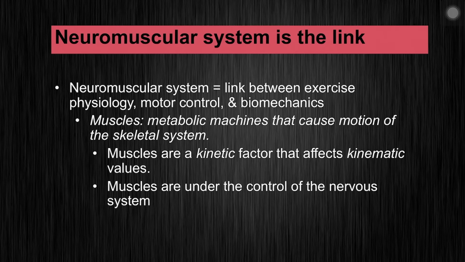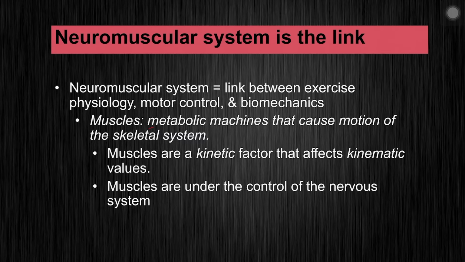Now, in these three examples that I just gave, the neuromuscular system is really the link between these disciplines, between exercise physiology, motor control, and biomechanics. If we think of muscles as mini metabolic machines, these little machines can actually cause motion of the skeletal system. So these muscles are kinetic factors, force-producing factors, that affect kinematic values. You produce force in the muscle, and then it results in change in the body. Force produced by the muscle results in displacement of bones around joints. And muscles are under the control of the nervous system. So it's really that nervous system that links it all together.